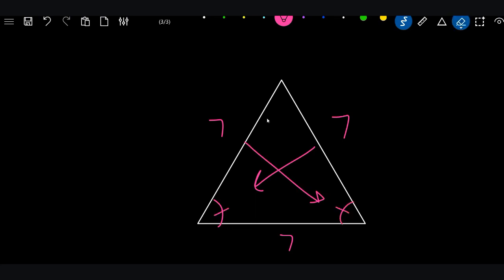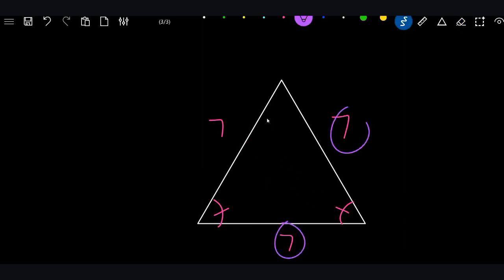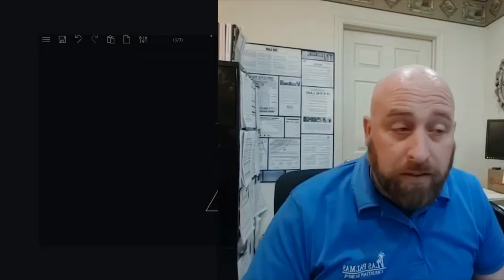But now watch. This side is also 7, and this side is 7. So now this opposite angle is also equal. They're all equal. They have to be equal based on theorem 3. So corollary 3.1 would say that if it is equilateral, then it is also equiangular. So any equilateral triangle would also be an equiangular triangle.